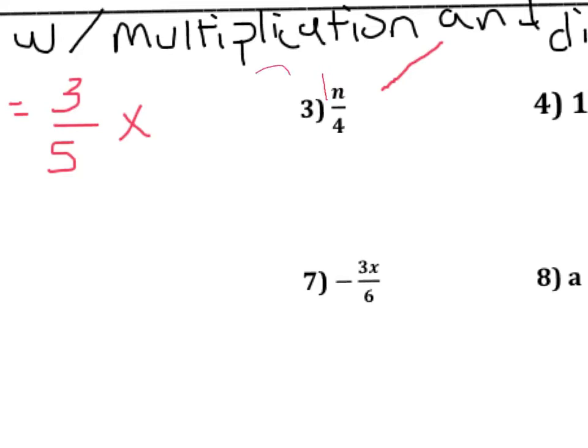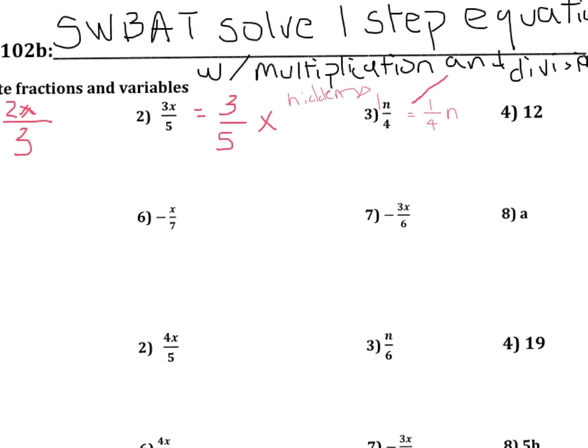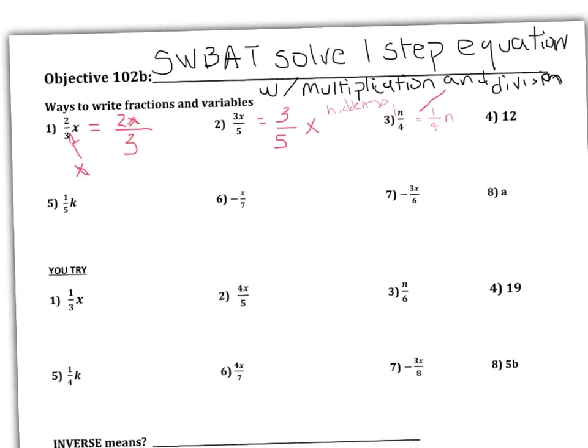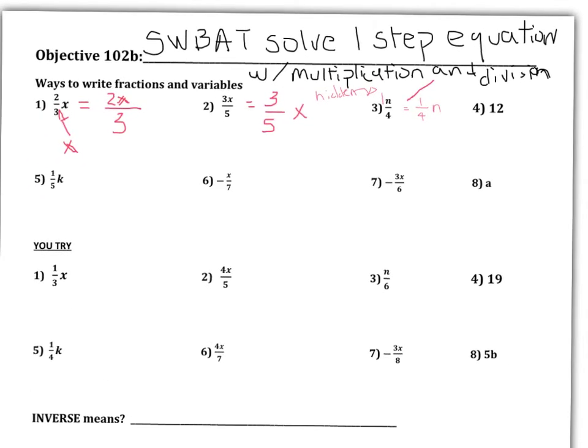This is a hidden 1. It's hidden. You can't see it, so you're going to have to put it in. So if I want to pull a fraction out of n over 4, the fraction I'd pull out would be 1/4 n. I'm going to go ahead and zoom back out. Alright, so let's keep going.